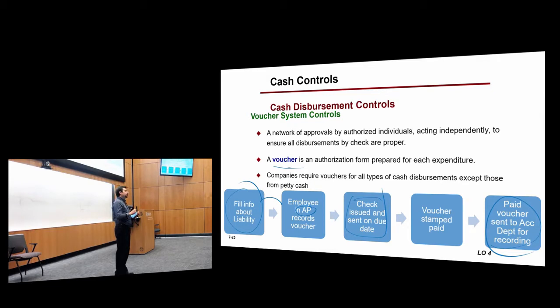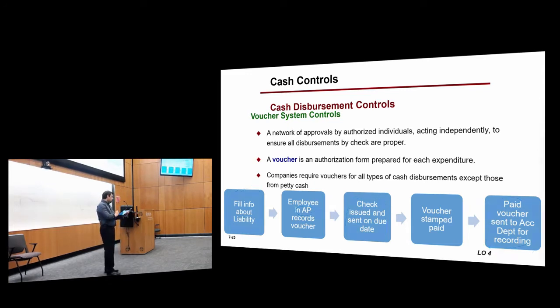Okay? You purchase something, it becomes a liability, and this is where the voucher starts. And then you record that liability on the date it's due or whenever the company is going to make the payment. The check is issued, the voucher is stamped as paid, and that voucher is sent, and then the check is sent to the payee, the company, let's say your supplier, and then finally the voucher that was stamped paid will be sent to the accounting department to record the payment.